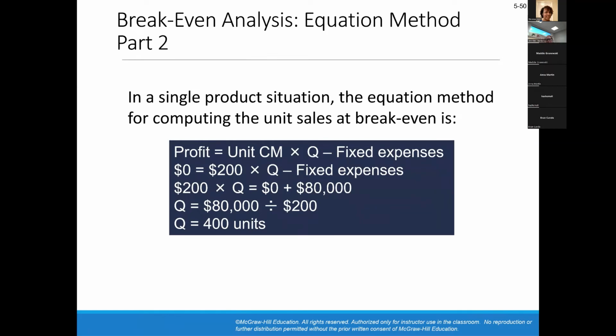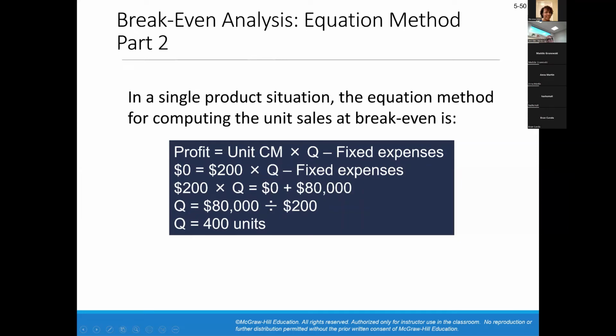So we have 200 times the quantity equals 0 plus 80, because remember our fixed expenses are 80. So all they're doing is plugging the information into the formula. If we would have put the number here, minus 80,000, all they're doing is solving this algebraically. They're just adding 80,000 to the other side of the equal sign. So they kind of flipped it around instead of bringing the 80 on the other side by the 0, but that's all they did. So you have 200 times the quantity equals 0 plus 80,000.